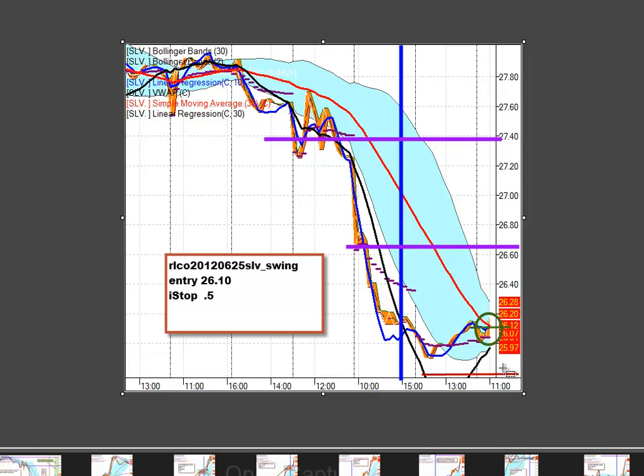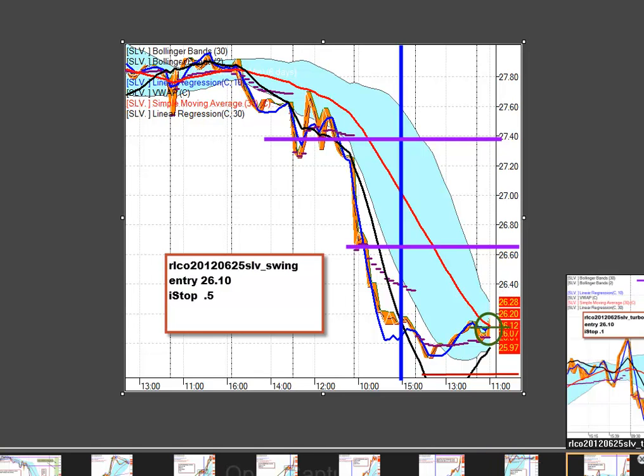I saw a 50-cent stop in here, which equates to about a $1 stop in AGQ. I was looking for initial targets of the top of yesterday's range at about 26.70, so it's 70 cents on the upside, 50 cents on the downside. Really what I'm hoping it'll do is close the gap up here around 27.40, and that's where I'm going to get my 2-to-1. So I set that as a swing. As it started to move out pretty quickly, however, I said, you know what, this is really starting to move. I'm going to put a turbo trade on with AGQ.